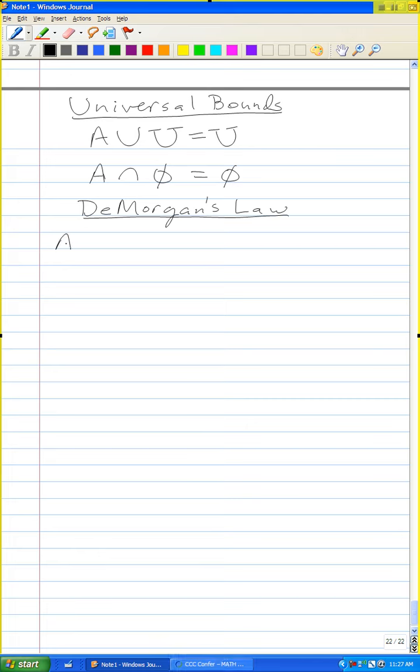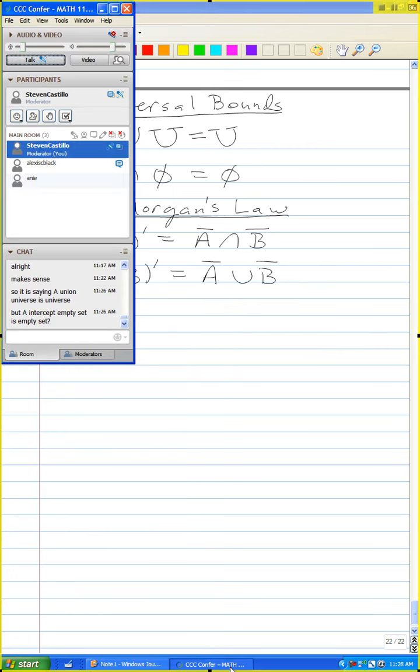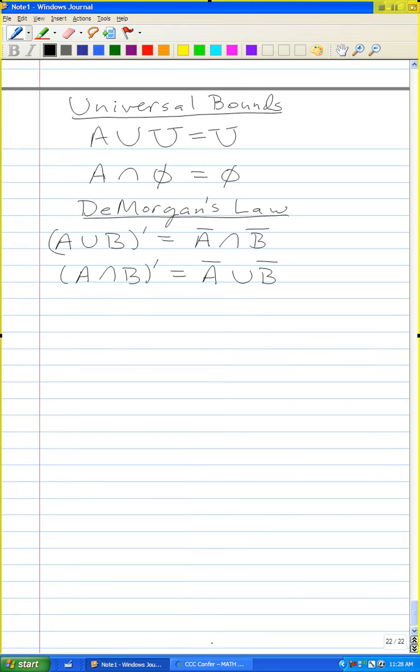And so the complement of A union B is the complement of A intersect the complement of B. And the complement of A intersect B is A complement union B complement. That's right, because they have nothing in common. Correct. That is correct.